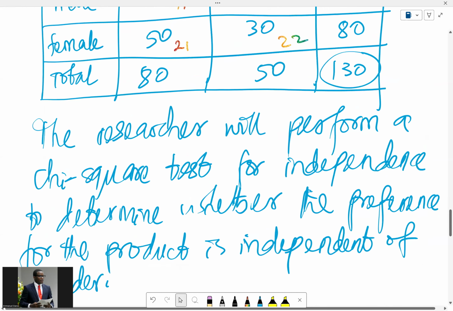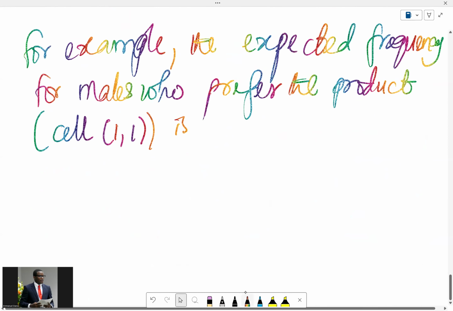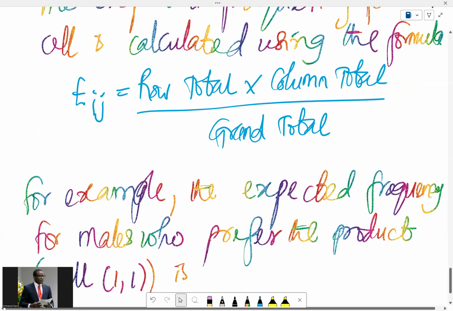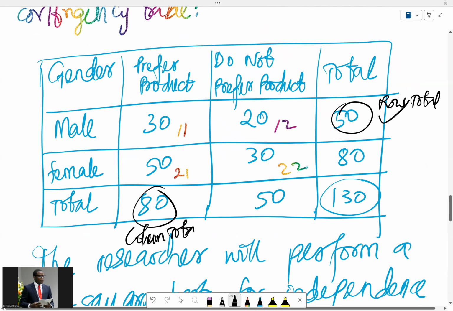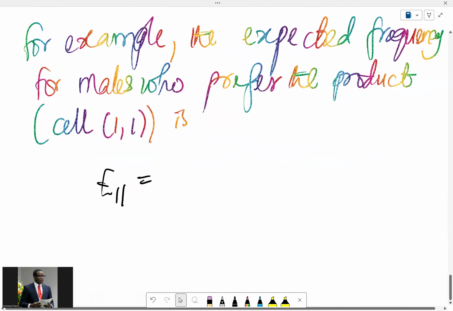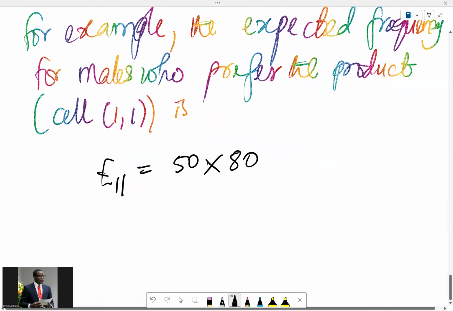Okay. So in that case now we can compute E11. E11 is equal to row total. So the total for that row is 50. The total for the column is 80. Then over the grand total. So E11 is row total 50 times column total 80, divided by grand total 130. And if you evaluate all that, you should have like 30.77. Please double check that to be sure that it is correct.